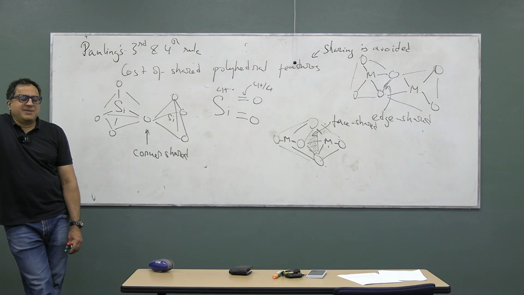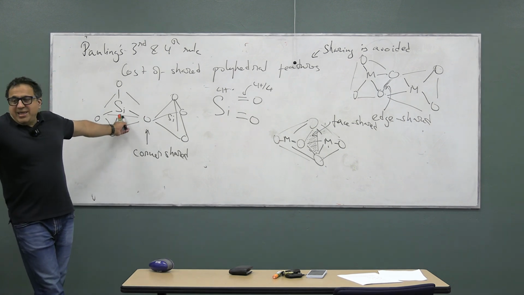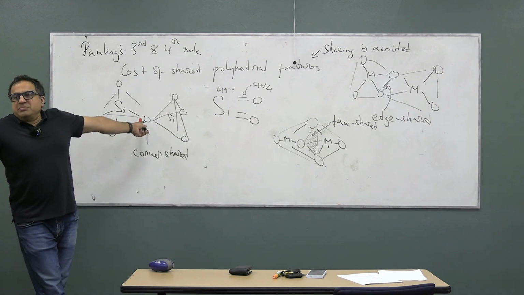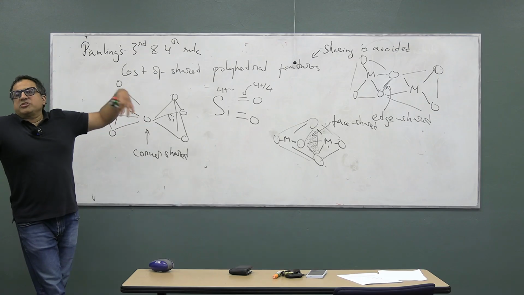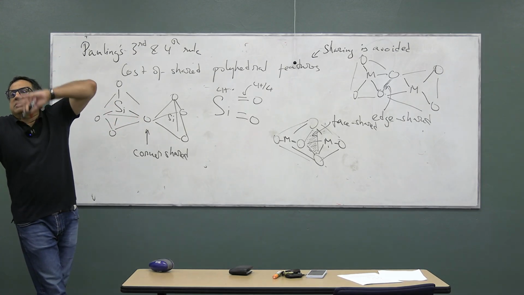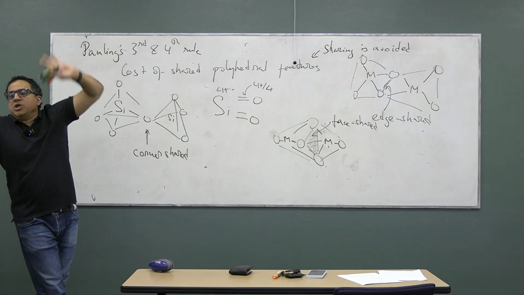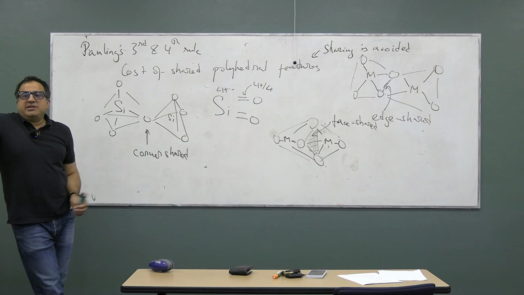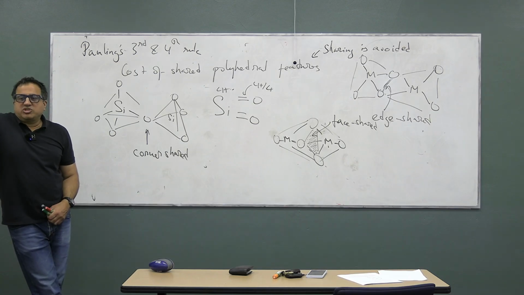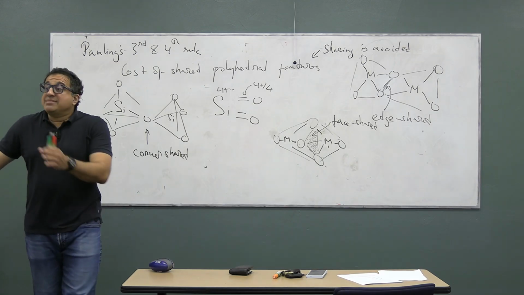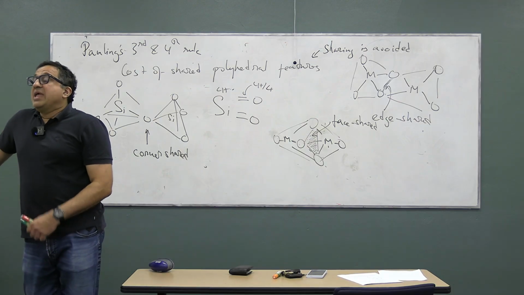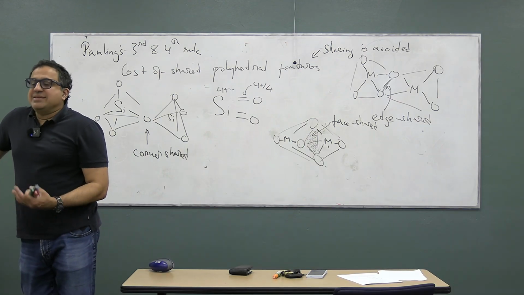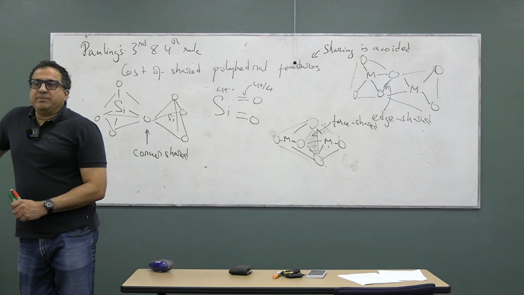Okay, here's the fifth rule. The fifth rule says, and I don't like this fifth rule because it's like a tongue twister, but it says that if the charge on the metal is high and the coordination number is low, the cost of sharing becomes intolerable. It becomes too high. So if you have a high charge ion like silicon and low coordination number like a tetrahedron, 4 coordinate, then it really doesn't want to share. If you have a low charge ion, say like cesium in cesium chloride, and a high coordination number, it's 8 in cesium chloride, then sharing is okay.